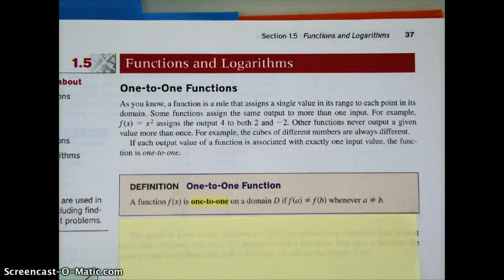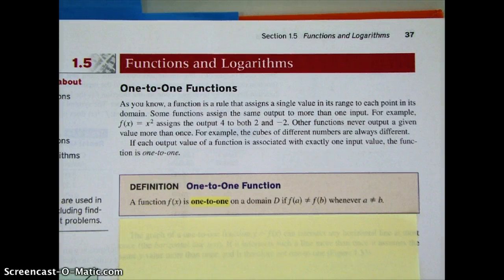Section 1.5, Functions and Logarithms. This is part A of the 1.5 video, and don't be confused by the numbering. We skipped section 1.4 because that's a topic for the BC Calc exam, so this is the video that comes directly after exponential functions. To start, one-to-one functions.